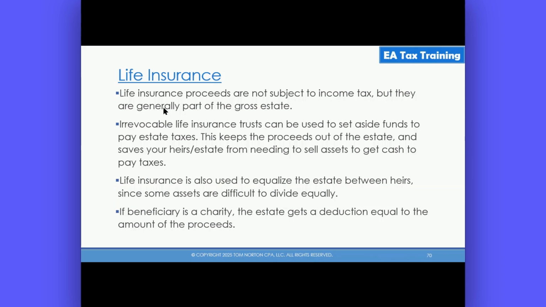But remember, we said they get deductions and adjustments. One of those deductions is for charitable contributions. So even though it's included in the gross estate, it gets deducted. So when you're trying to figure out how large is your estate and is it taxable or not, those life insurance proceeds would not be included.